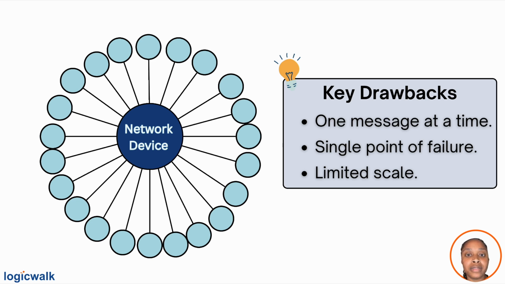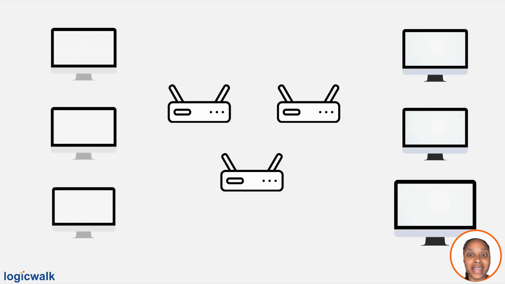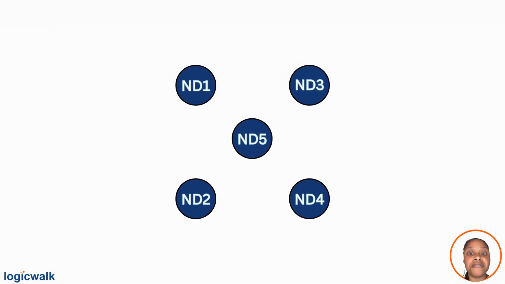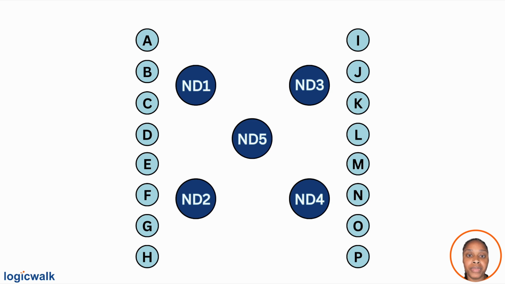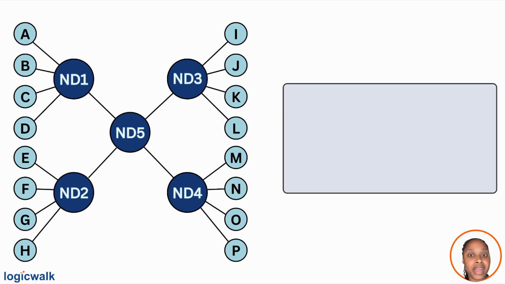To overcome these limits, we can add more network devices and link them to other network devices and computers. Computers connect to their nearest network device, and those devices connect to parent network devices, forming a multi-tiered hierarchy. Here, we have a network made up of 5 network devices, ND1 through ND5, and 16 computers, labeled A through P. Together, they form a tree diagram with 21 nodes, and we can grow this tree as large as we need. We can divide these 21 nodes into 3 categories.